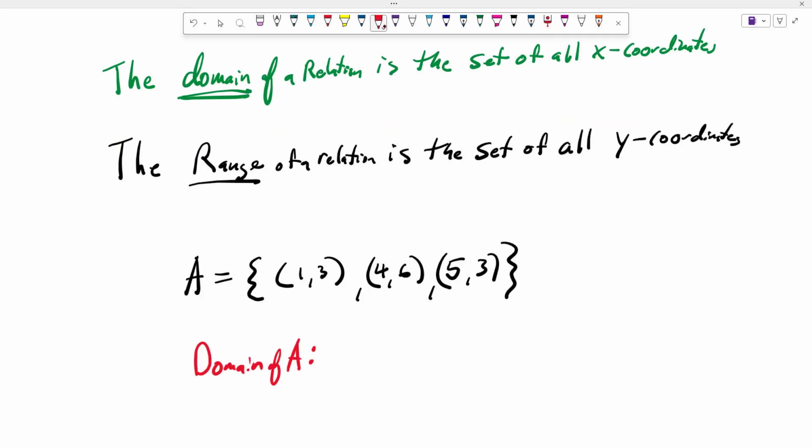So what's the domain of A? 1, 4, 5. Close. It's the set containing 1, 4, 5. They say set of numbers. And the range? The set of 3, 6. Set of 3 and 6.